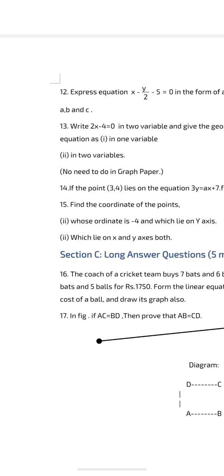Now next question. Question number 15. Find the coordinates of the points whose ordinate is -4 and which lie on the y-axis. Because the point lies on the y-axis, the point is of the form 0 comma y, and the ordinate is already -4, so the coordinate will be 0 comma -4. Second question is which lie on x and y axis both. So the point with coordinate 0 comma 0 lies on x and y axis both.